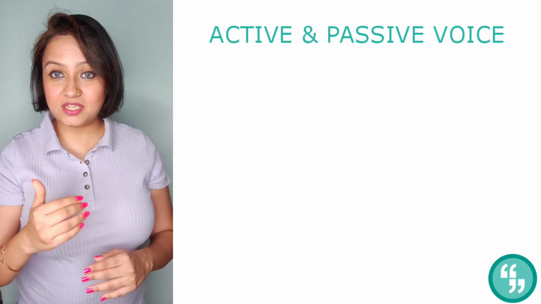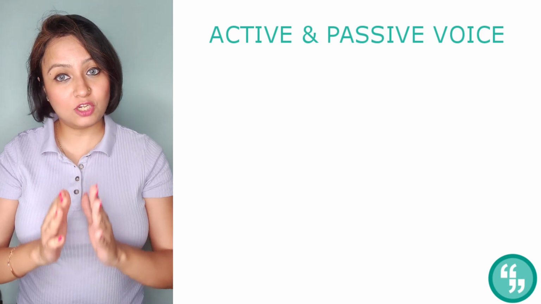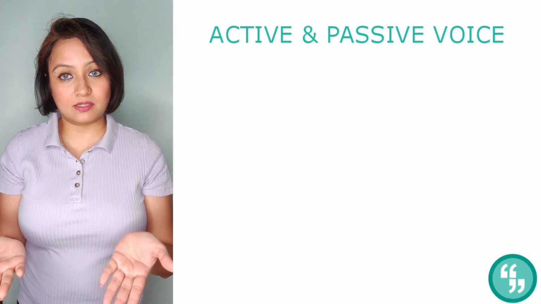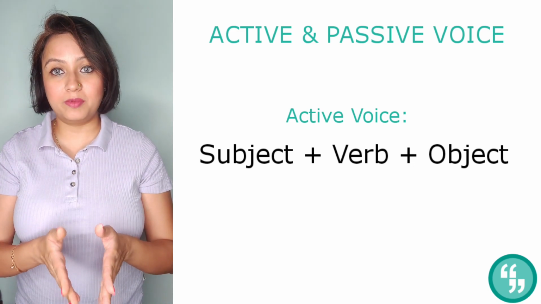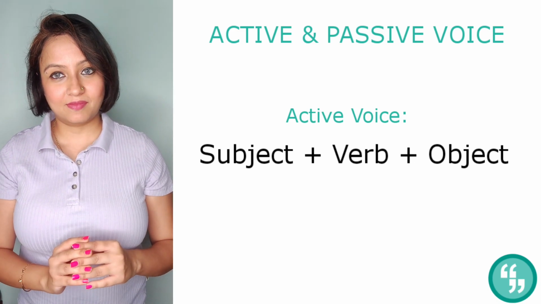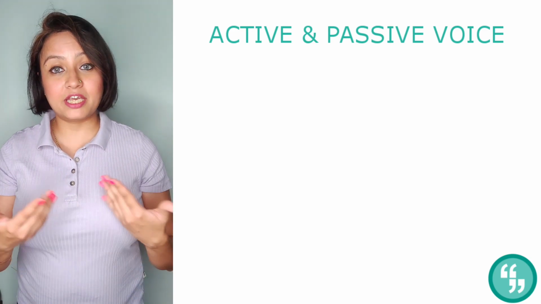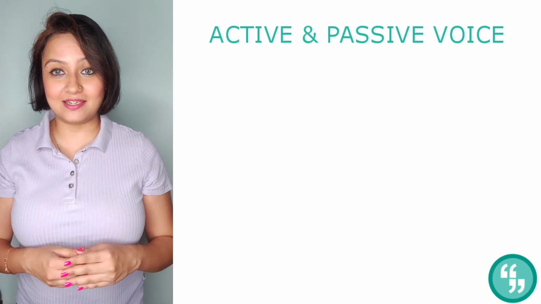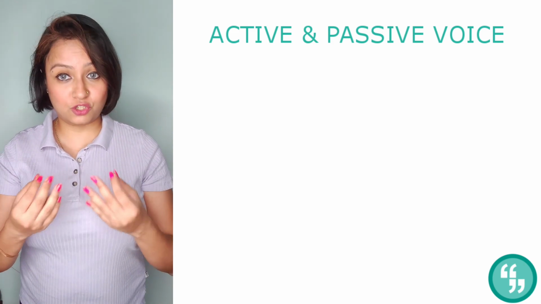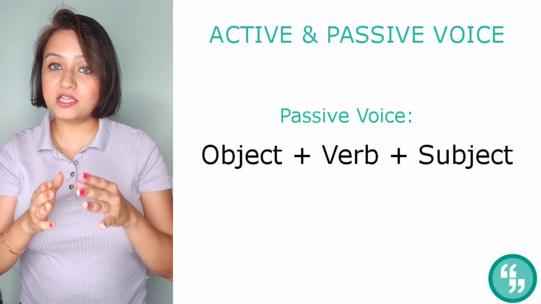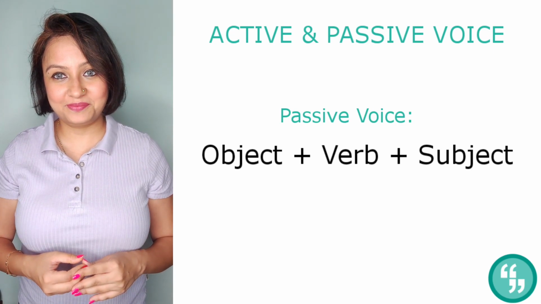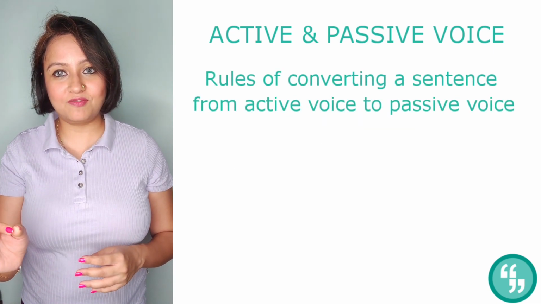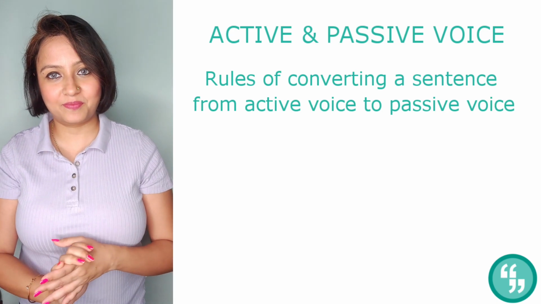Active voice describes a sentence where the subject is the doer of an action. Its structure goes like this: subject plus verb plus object. Passive voice expresses an action that is carried out on the subject of the sentence. Its structure is object plus verb plus subject. Rules for conversion of a sentence from active to passive voice.